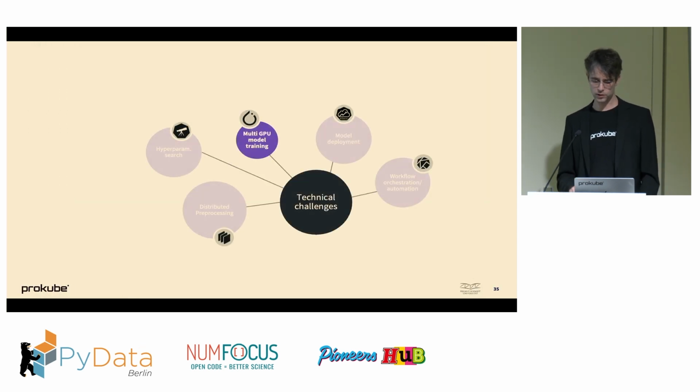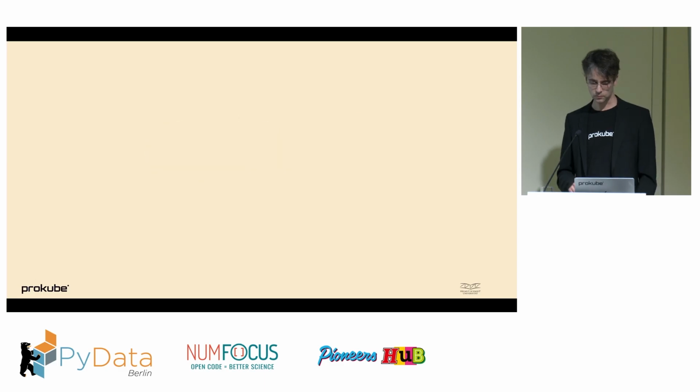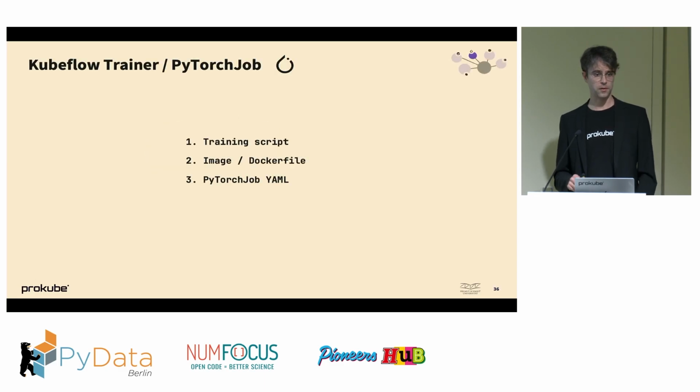This brings us to multi-GPU model training, and we also need 3 things. As before, a training script, an image, and a PyTorch job YAML, but the good news is the first 2 we already have, and we don't need to look at again, because we can use exactly the same as before.